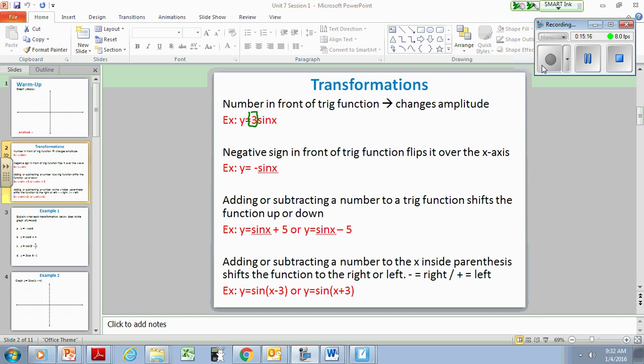So let's see, number in front of trig function changes amplitude. If I were highlighting something, I'd highlight number in front, changes. It's only 2 words. I'll put changes and I'll put a little something on the amp. Changes the amplitude.